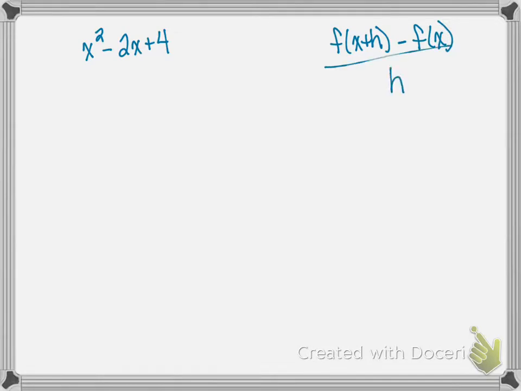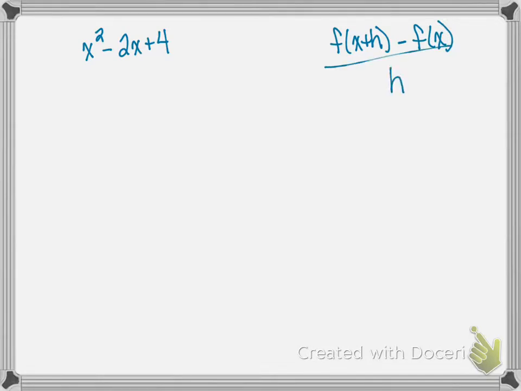I have x squared minus 2x plus 4. And I want to find the difference quotient. So that's f of x. No, I'm sorry. It's f of x plus h minus f of x all over h.